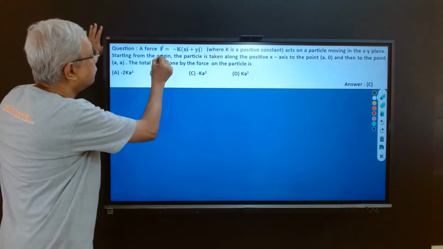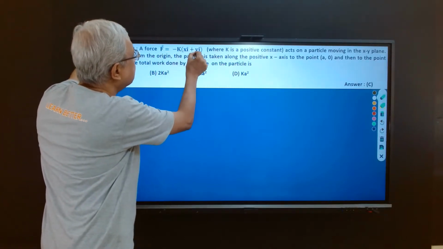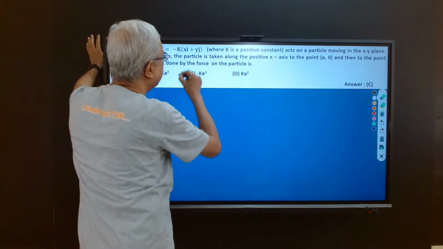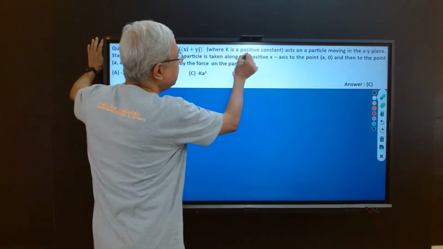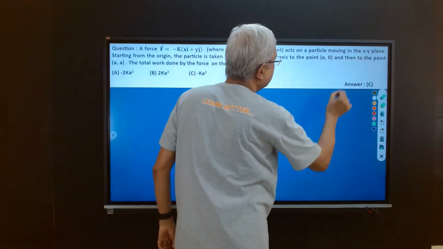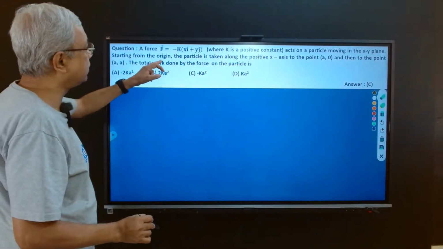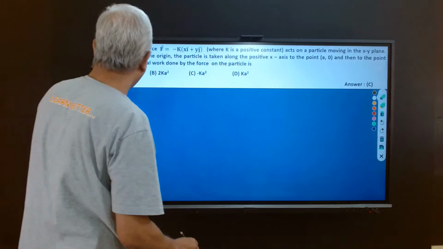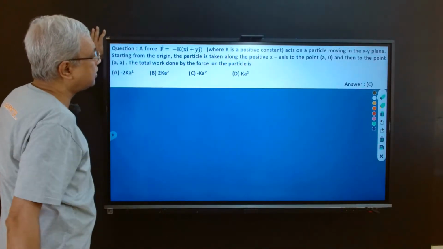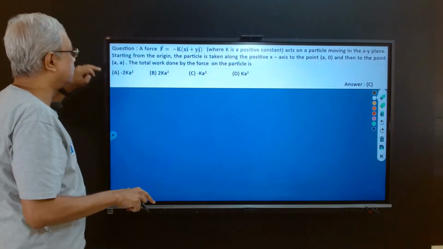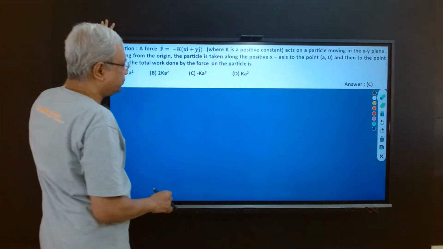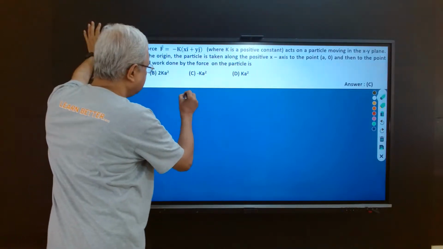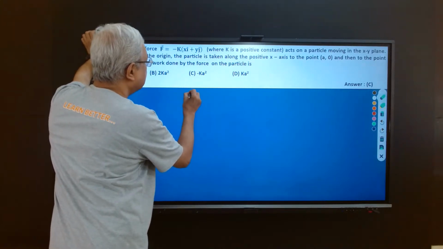A force F equal to minus kx i cap plus y j cap, where i cap and j cap are unit vectors along the x and y directions and k is a positive constant, acts on a particle moving in the xy plane. Starting from the origin, the particle is taken along the positive x-axis to the point (a, 0) and then to the point (a, a). The total work done by the force on the particle is which one out of these four options? This is an IIT problem, and it is interesting. Let us try to see what the solution is.